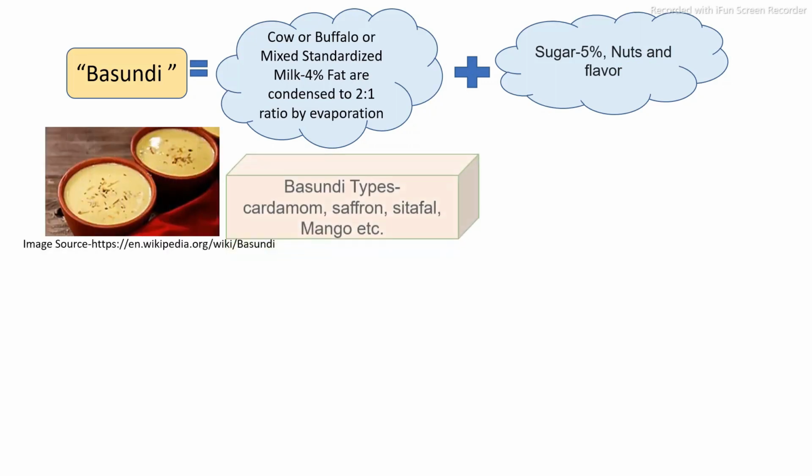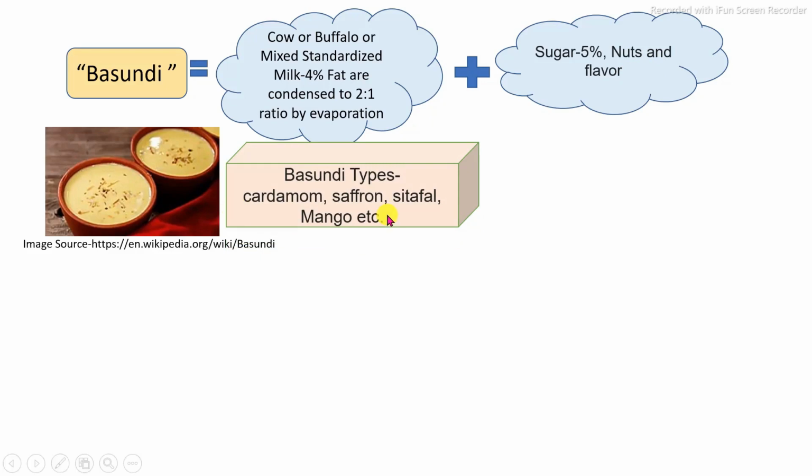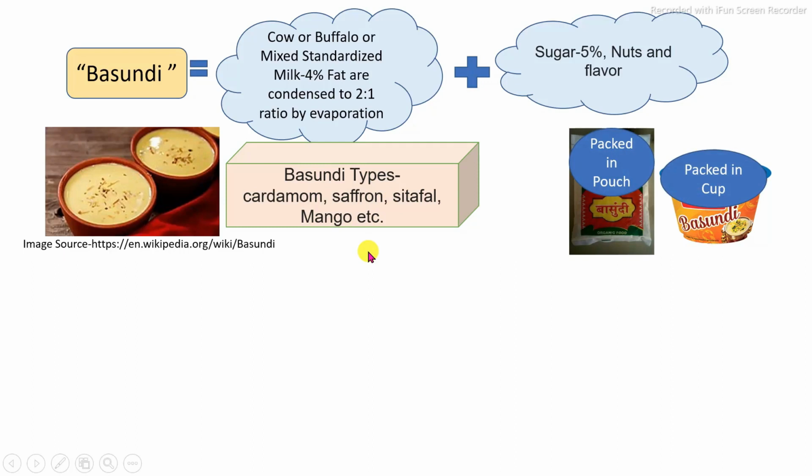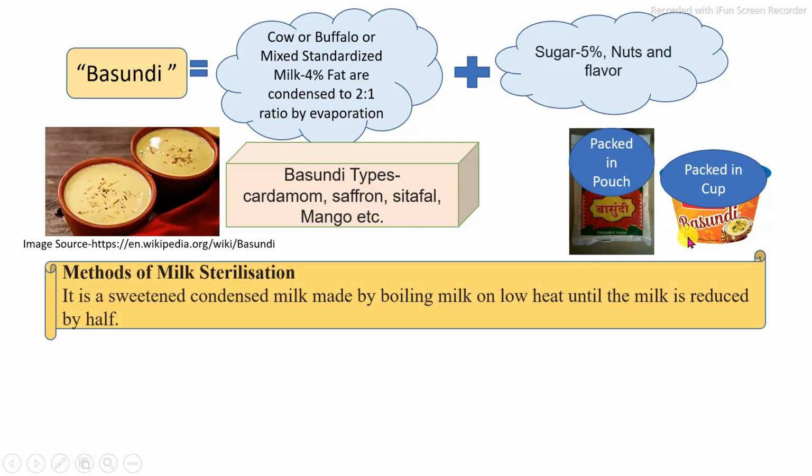Then the main types of Basundi are based on the specific flavor ingredients added, which may be natural or fruit flavors, such as cardamom, saffron, sitafal, mango, etc. Basundi is packed into low density polyethylene bags or maybe packed into a cup system.